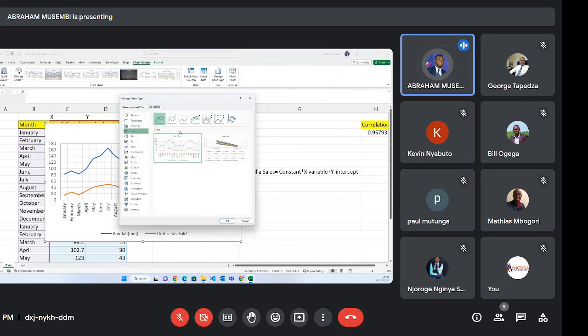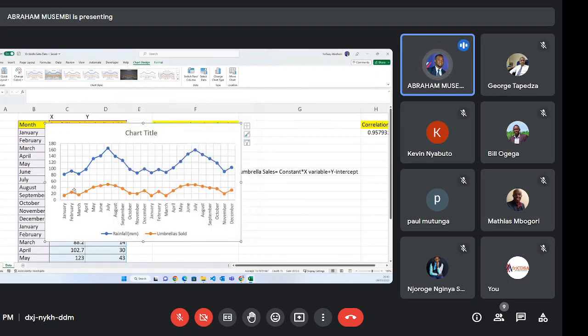So I want this line chart. With this you can see now the rainfall trend, the one with the blue, and also the umbrella sales, which is this one. For example, at the peak, the month in which we receive the highest amount of rainfall, you can see it is the same month in which we have the highest sales.